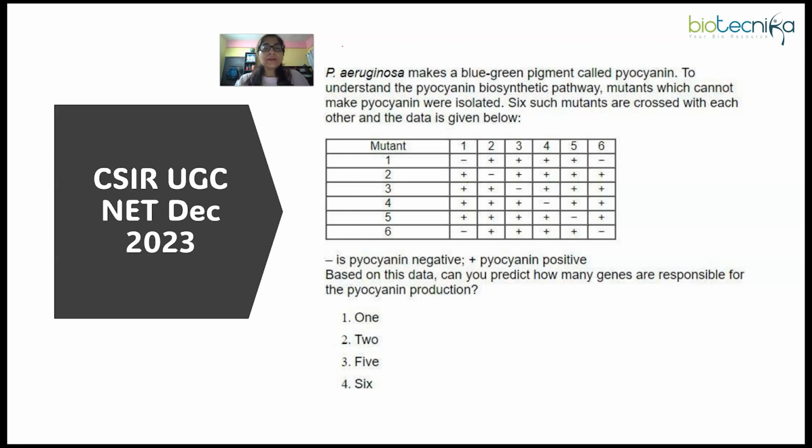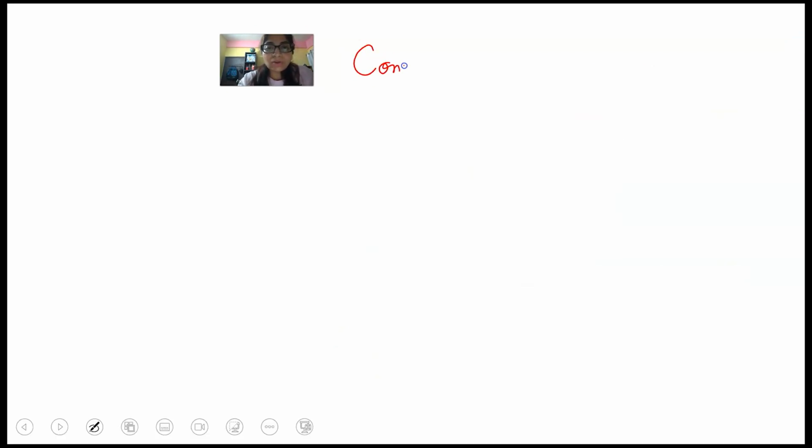Now the question which comes from complementation test will never mention in exact words that we are doing a complementation test. No, you have to find it out. How? The key will be to see whether two or more mutants are getting crossed or not, and then to find out whether it is producing the wild type phenotype or mutant phenotype. Okay, because that is the theme of complementation test, that we cross.